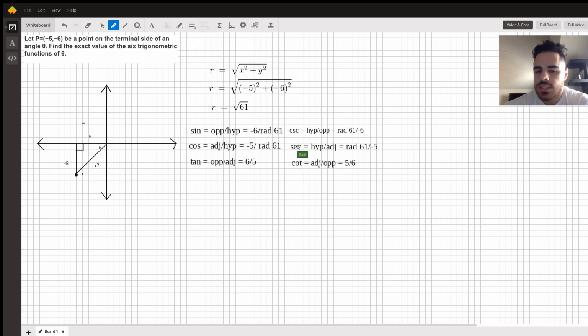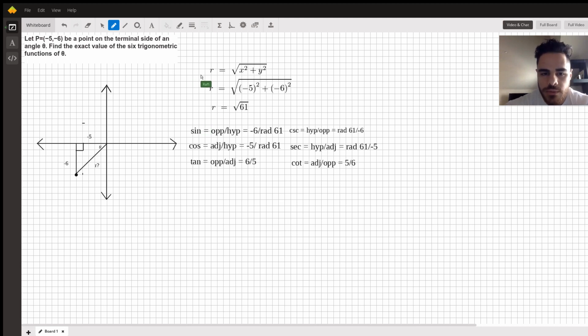Then cosecant, secant, and cotangent are just the opposite. Cosecant is the reciprocal of sine. So instead of opposite over hypotenuse, it's hypotenuse over opposite, or 1 over sine. So this would become radical 61 over -6. Same thing with secant, it goes with cosine. It would be hypotenuse over adjacent, which equals radical 61 over -5. And cotangent, which is the reciprocal of tangent, is adjacent over opposite, and equals 5 over 6.